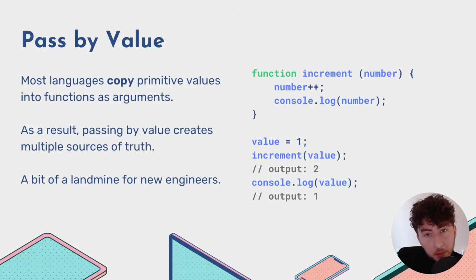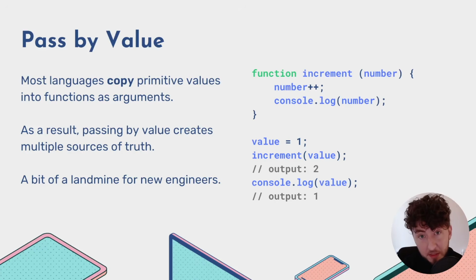And this is a common bug that very new engineers can fall into. If you have a look on the right-hand side of the screen, we have a function called increment, which takes a number as an argument and increases it by 1 and then prints the value to the console, right? So lower down, we define our value as 1. We call increment with our value, and we can see that 2 is output to the console. But then if we log our original value, we can see it's still 1, right? And that's because we have 2 copies. We have 2 sources of truth.